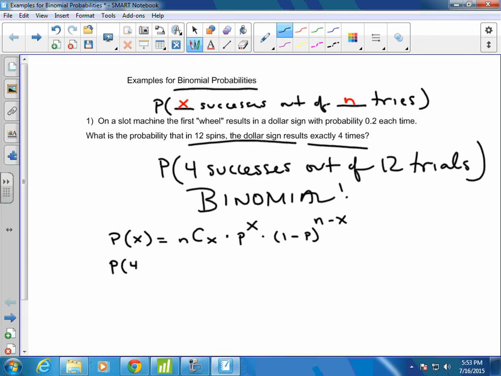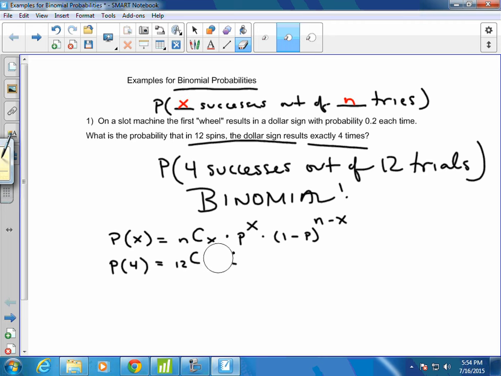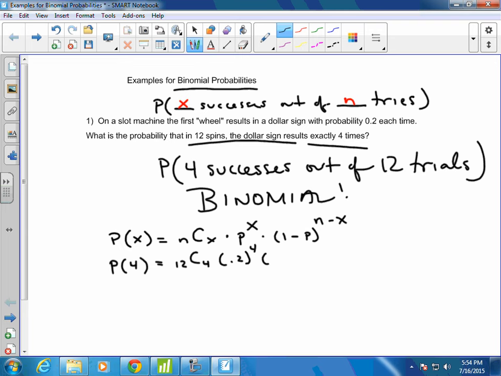All right, now I'm going to plug in my specific values. I'm trying to find the probability of 4 successes. There are 12 trials, so it's going to be 12C4 times, I'm going to use parentheses here, it's a little nicer, the probability of a success on each trial, 0.2. We need 4 of those because x is 4. And 1 minus p would be 1 minus 0.2, which is 0.8. And then n minus x is 12 minus 4, so that's 8 up there.